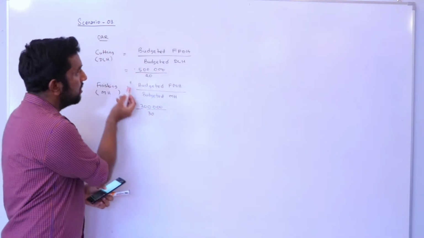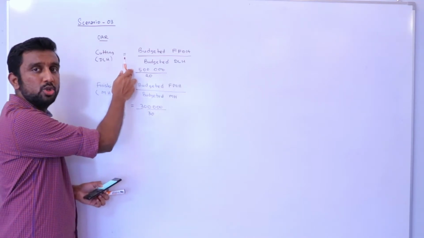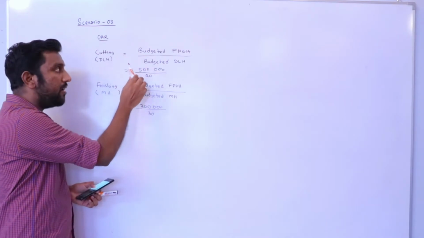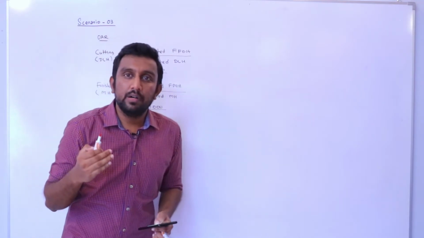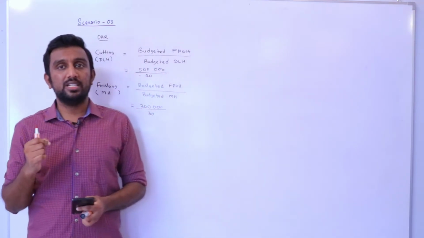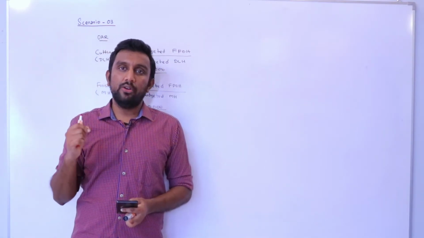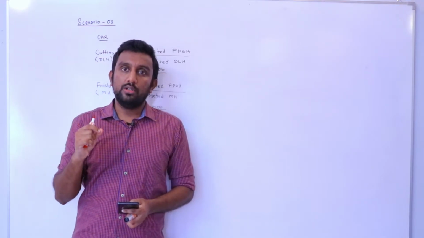This is total. 500,000 is your total fixed production overheads. Therefore, the budgeted direct labor hours should be total. That is the important point you should understand in this chapter. When you are trying to calculate OAR, you have to put the total amount, not for a unit.